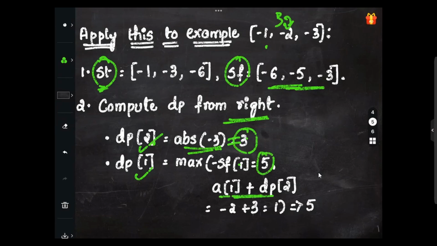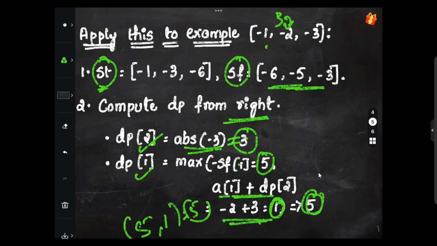So a of 1 plus dp of 2 will be going with nothing but here, minus 2 plus 3 will lead to 1, right? Minus 3 plus 1, minus 2 plus 3 will lead to 1, basically. So for the overall answer, we have to consider the max, right? The maximum of 5 comma 1 will quite obviously be 5. In this case we have got 5, right? So this is fine. dp of 2 we got 3 and dp of 1 we got 5, right?